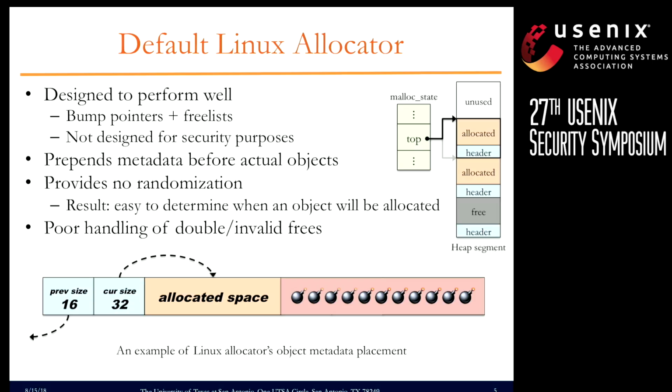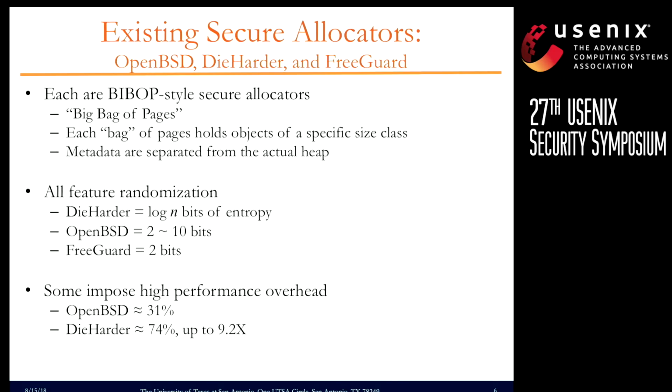So as you can see here, the default Linux allocator can't provide a good defense, which is why we have secure allocators, which are designed to improve the situation. A few of these existing allocators are the OpenBSD allocator, DieHard, and FreeGuard. Each of these allocators is known as a bibop-style allocator, due to their choice of memory layout. Bibop stands for big bag of pages, in which a bag is just a collection of pages that store objects of the same size class. For example, we might have a bag for 16-byte objects, a bag for 32-byte objects, 64, and so on.